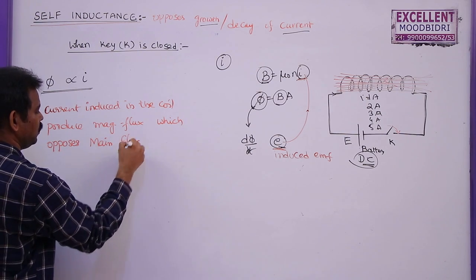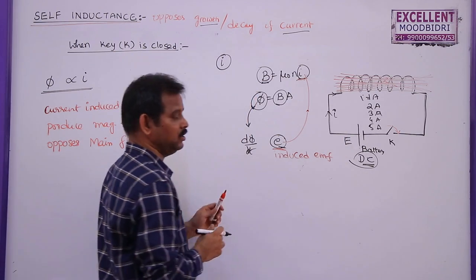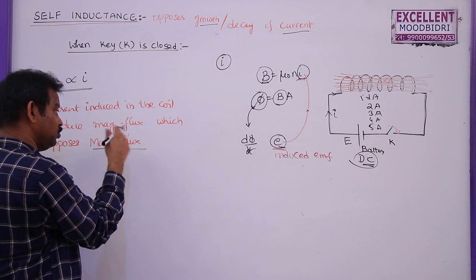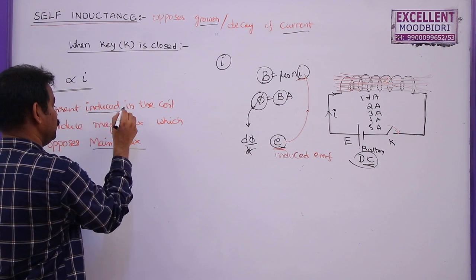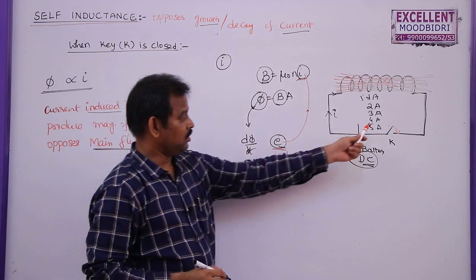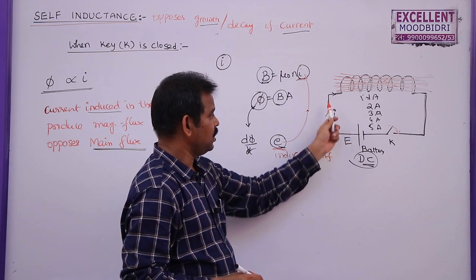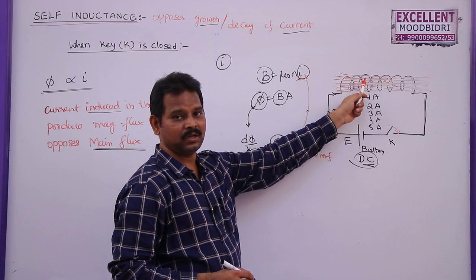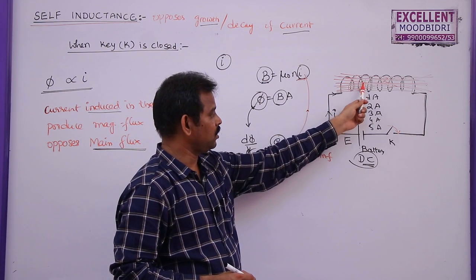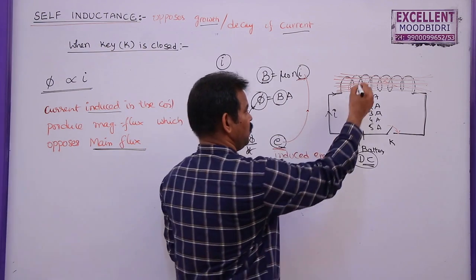Main flux is the flux due to the current flowing through this coil. So the induced flux will always oppose this main flux. That means when the key is closed, when the current is increasing from 0 to 5 amperes, the number of lines is increasing, flux increases, field induction increases. Whenever there is a change in magnetic flux, an EMF will be induced here.